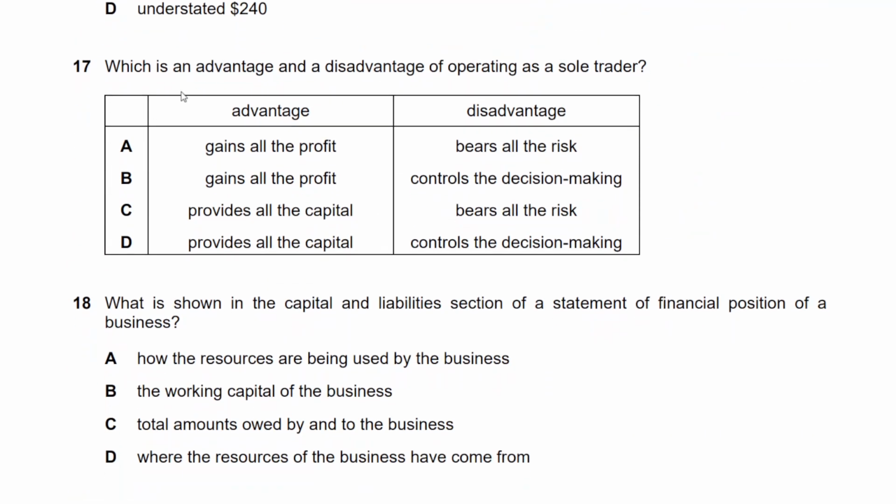Number 17. Which is an advantage and a disadvantage of operating as a sole trader? Gains all the profit, that's an advantage. Provides all the capital, that's a disadvantage. Bears all the risk, that is a disadvantage. Controls the decision making, that is an advantage actually, not a disadvantage.